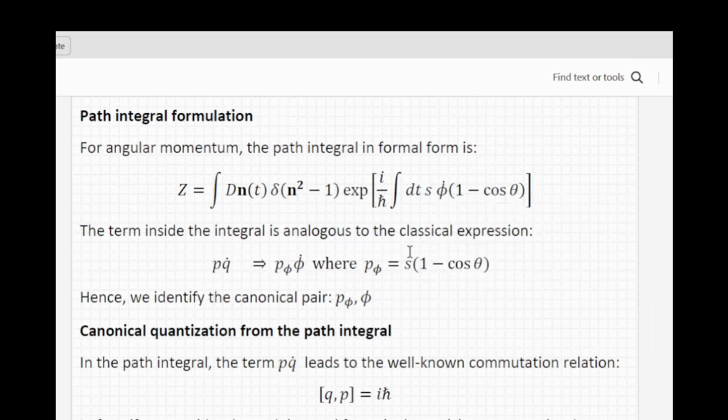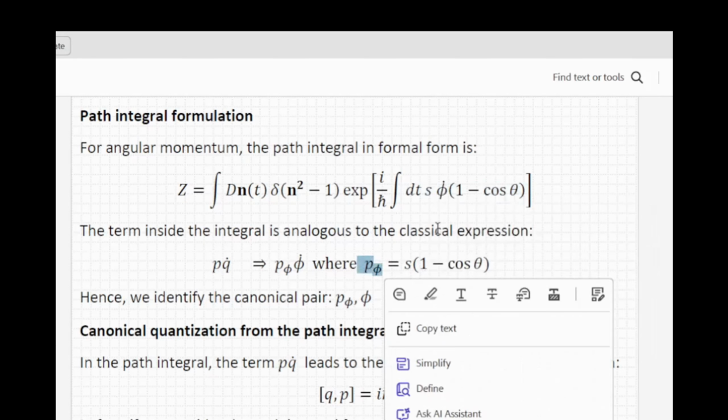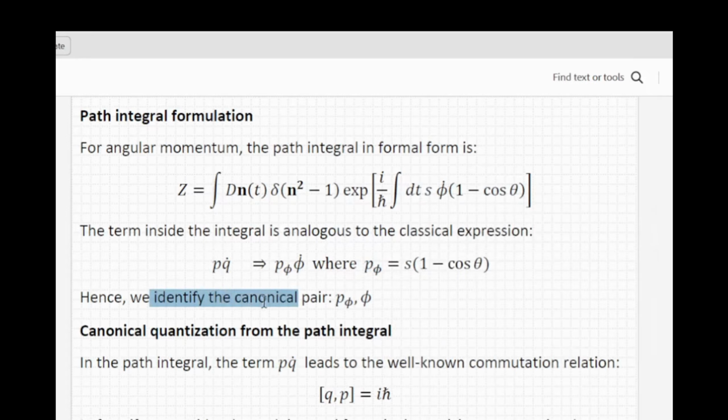So we have phi dot multiplied by p phi, and we can identify the canonical pair p phi and phi. So when we consider canonical quantization using the path integral, the term p q dot leads to the well-known commutation relation between the position of the particle and momentum.